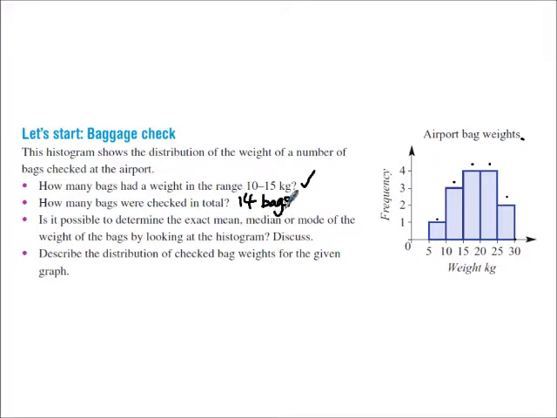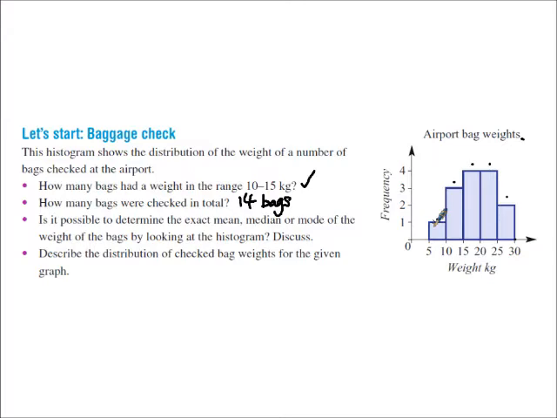Is it possible to determine the exact mean, median, or mode of the weight of the bags by looking at the histogram? Well, not really, not the exact, because we have no idea what the weight of each bag is within these categories. For example, the one bag that's between 5 and 10 could have been 6 kilos, 7 kilos, 8 kilos, 9 kilos. So we don't have any way of finding an exact mean or an exact median or mode.